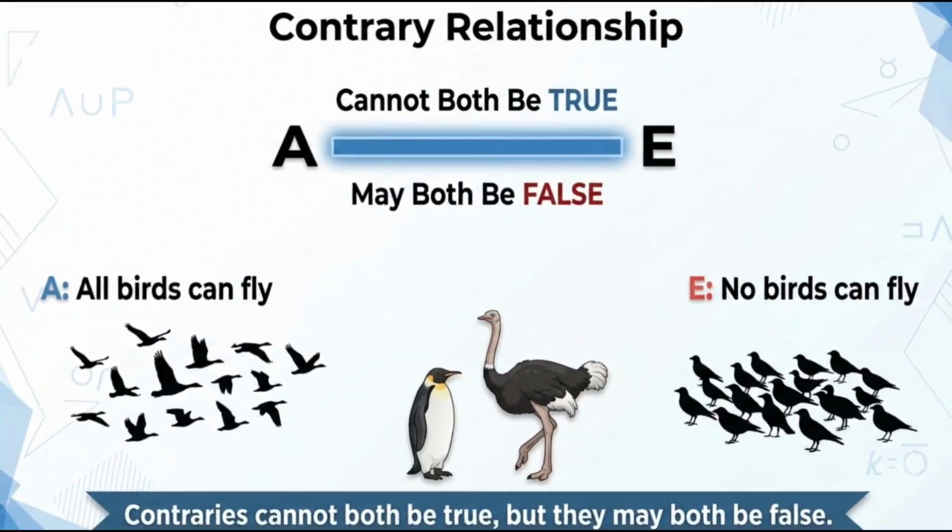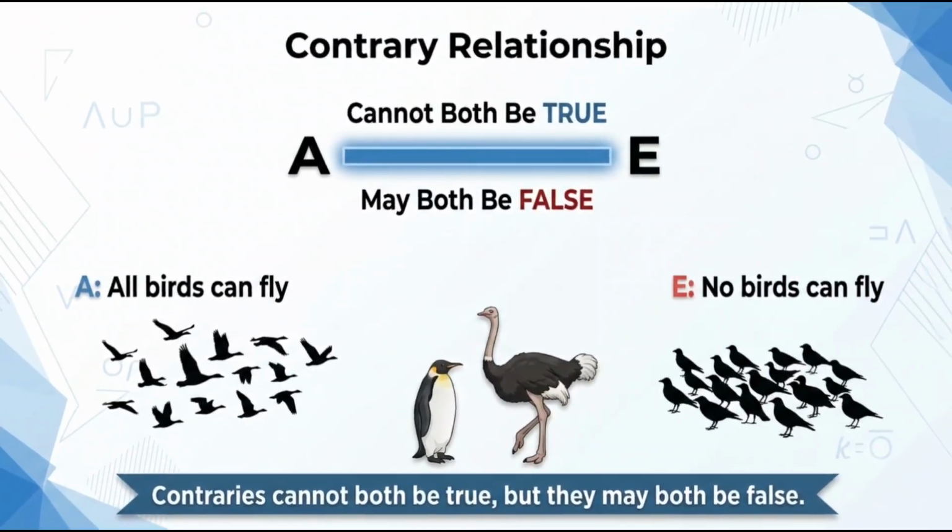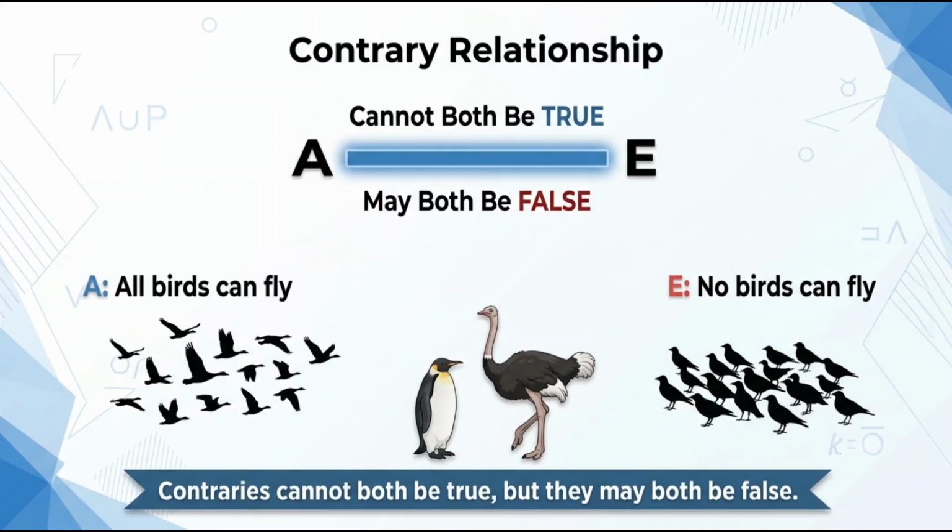Contrary propositions are A and E. They cannot both be true, but they can both be false. For example, all birds can fly and no birds can fly. They cannot both be true, but both can be false because some birds fly while others do not.